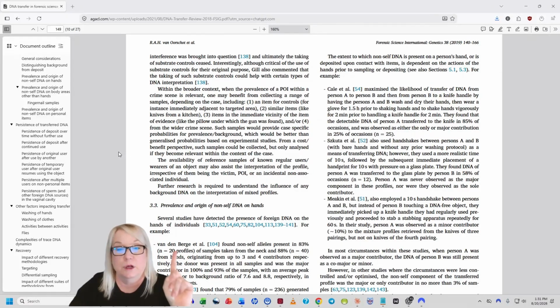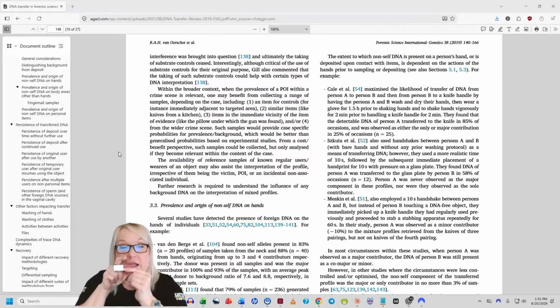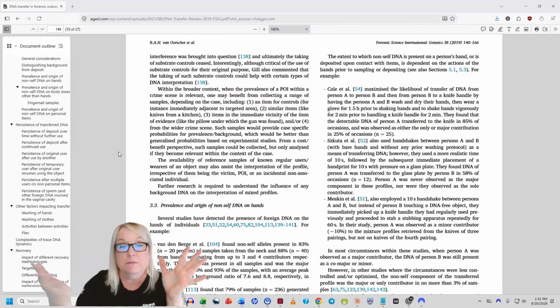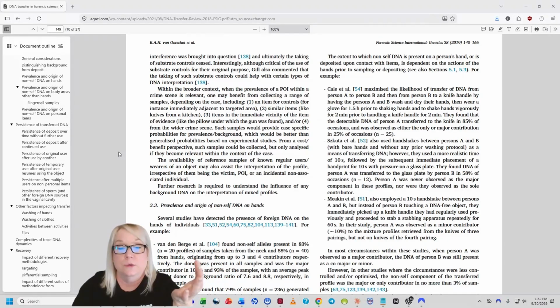one may benefit from collecting a range of samples depending on the case, including: one, an item for controls, for instance, immediately adjacent to the target area; two, similar items, like knives from a kitchen; three, items in the immediate vicinity of the item of evidence, like the pillow from under which the gun was found. That's a good point. What rubbed on it? And/or four, from the wider crime scene.